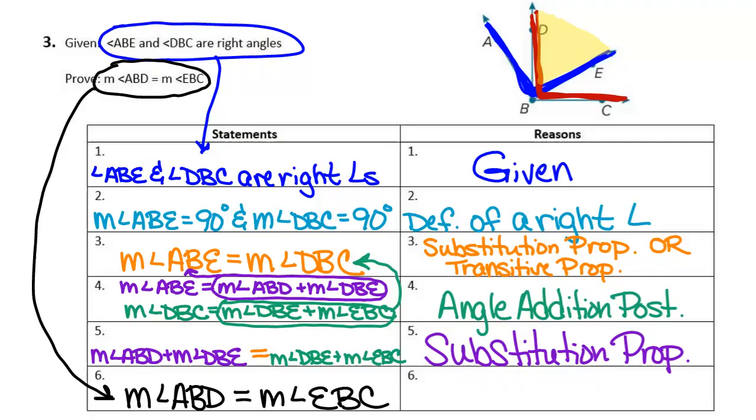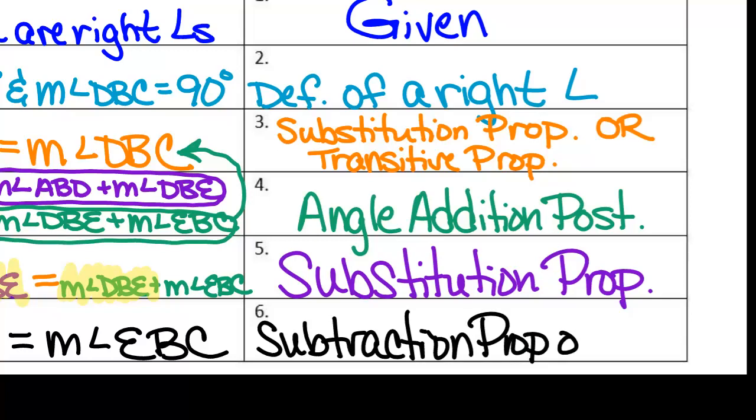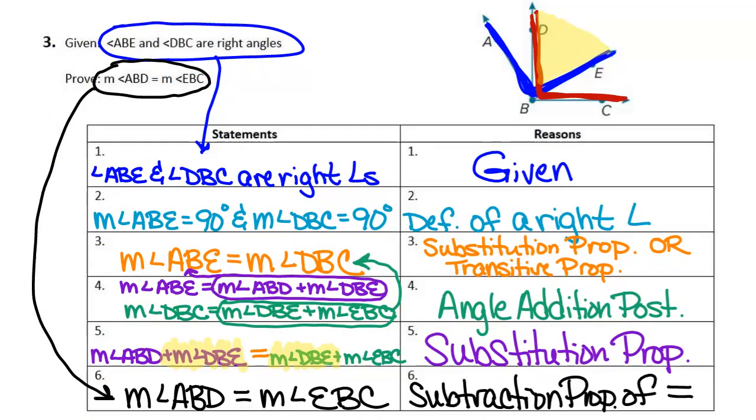Subtraction on my last step. What are we subtracting? Measure of angle DBE. We are taking away from both sides. This is the subtraction property of equality. Fantastic work today. Absolutely fantastic work today.